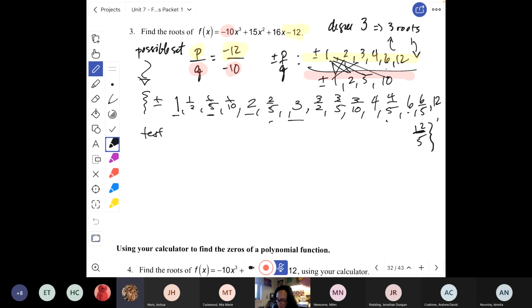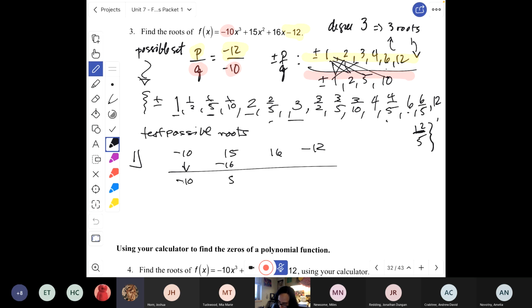Now I have to start testing. Now you got to be clever about which ones you want to try, or maybe try the whole numbers, the integers first. There's really no shortcut as to where to start. I like to start with 1 though. My polynomial's in standard form, so I can start doing synthetic division. Oh, I know 1's not a root. How sad, but I can throw it out.